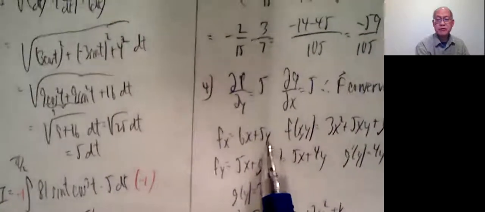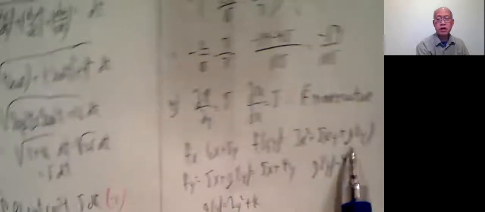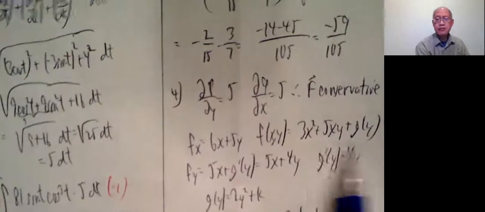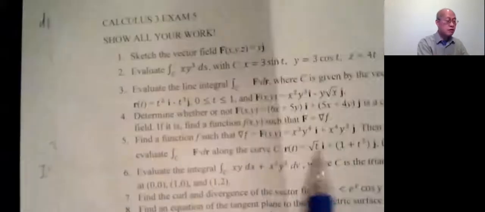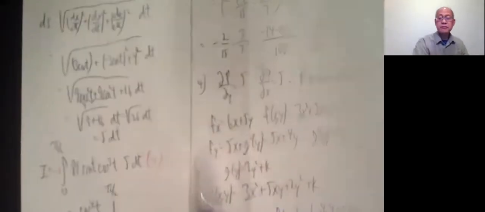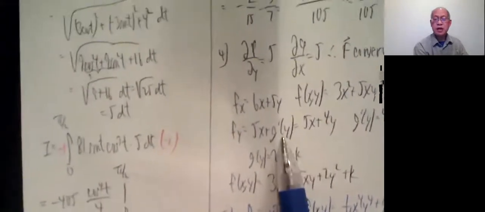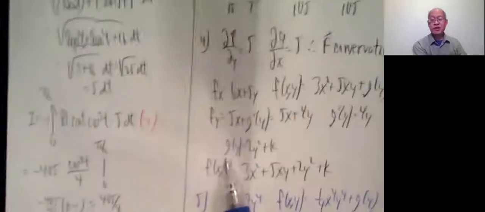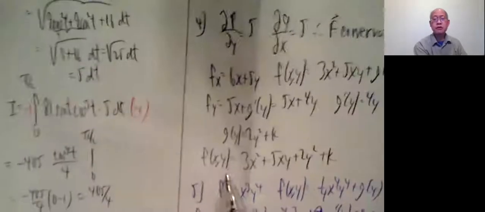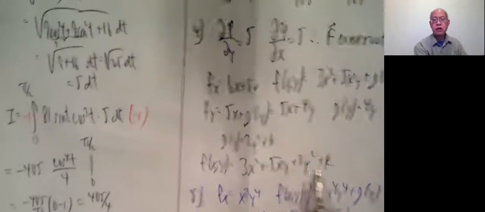So if fx is 6x plus 5y, f of xy is, integrating with respect to x, 3x squared plus 5xy plus g of y. Now differentiate this with respect to y. That's 5x plus g prime of y. And I set that equal to 5x plus 4y. So comparing these two, here's 5x, here's 5x, g prime of y is 4y. Therefore, g of y is 2y squared plus k. So final answer, f of xy equals 3x squared plus 5xy plus 2y squared plus k.